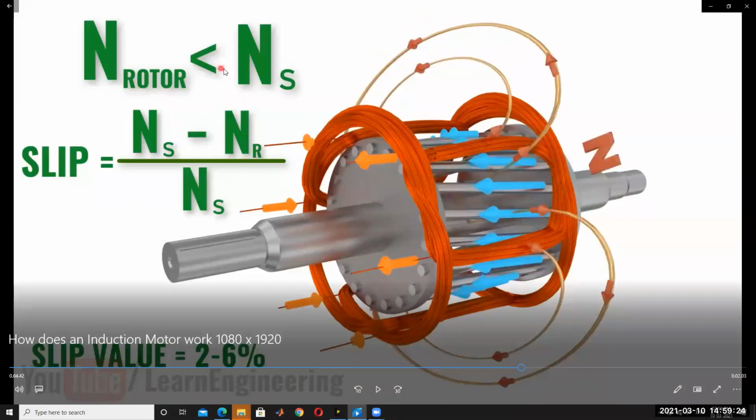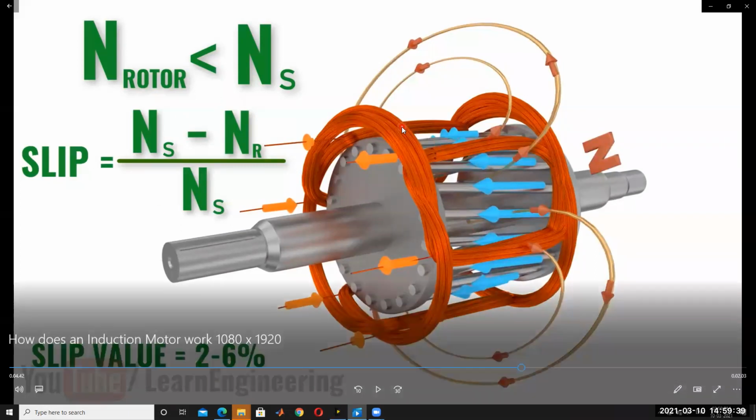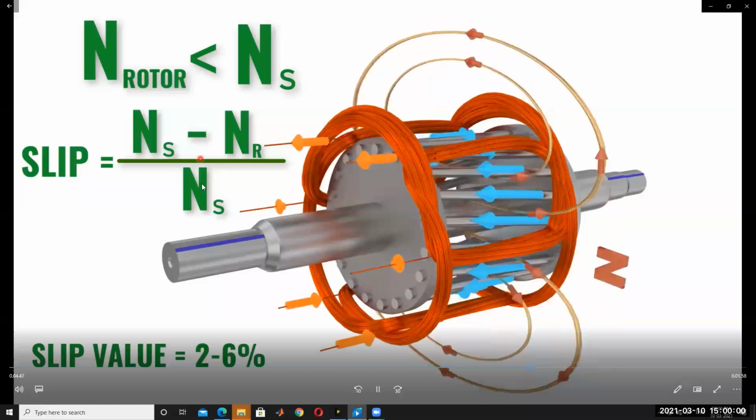The difference between stator speed and rotor speed is called slip. Slip is equal to (NS minus NR) divided by NS, that is, synchronous speed minus rotor speed divided by synchronous speed. The stator rotating magnetic field speed is called NS, and the rotor speed is called NR. Slip is generally 2 to 6% for induction motors.